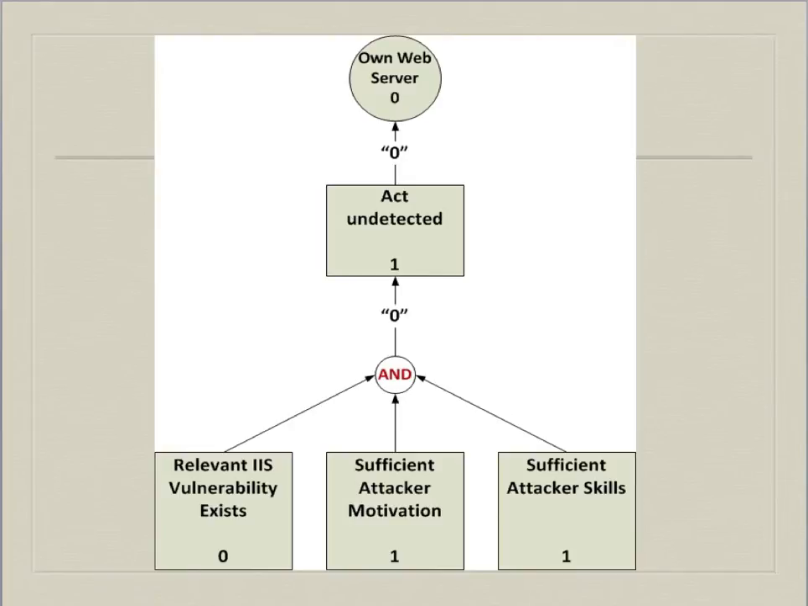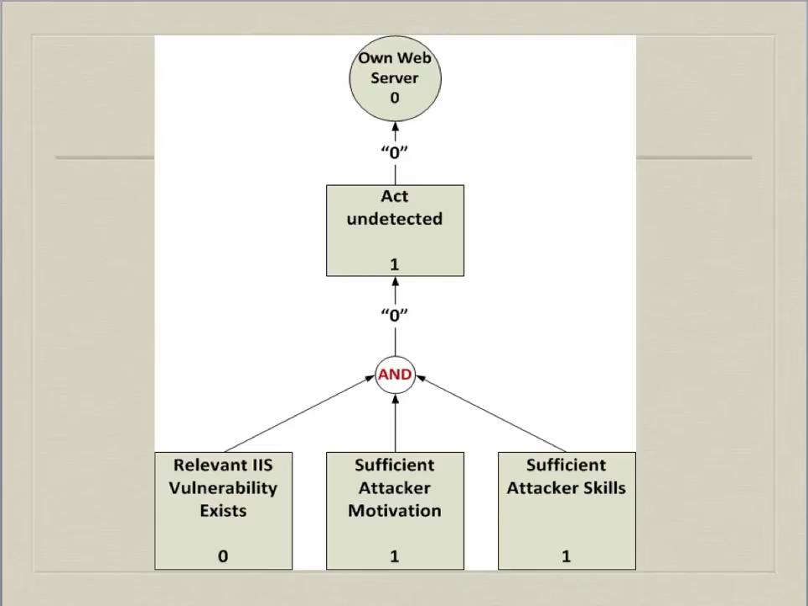Is there sufficient attacker motivation? Yes. Sufficient attack skills? Yes. Well, because the vulnerability no longer exists, it doesn't matter about attacker motivation, and it doesn't matter about attack skills, because there's nothing for them to exploit. So 0 AND 1 is 0. Remember, all the inputs have to be 1 to get a 1 out, or an on, or a yes. In this case, we get a 0 or a no.